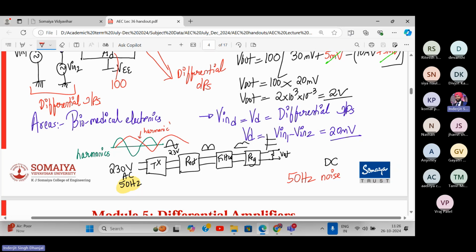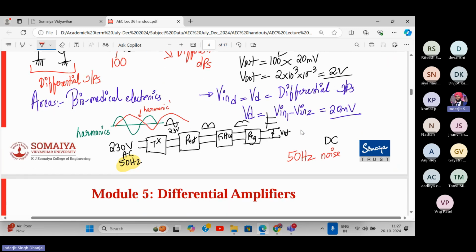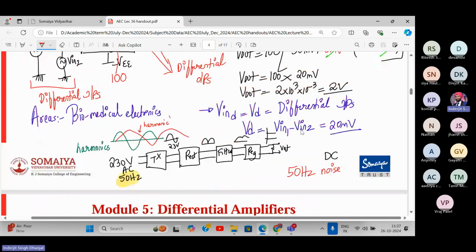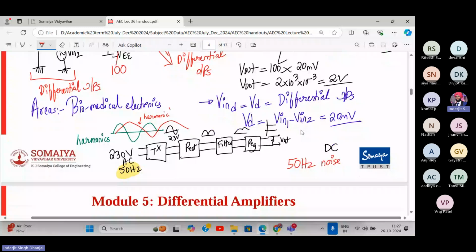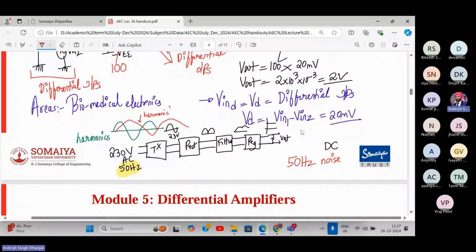Many digital microcontrollers or microprocessors require a DC signal to work with. So this DC signal is generated from AC, and from an AC signal, this 50 hertz noise signal will be propagated also. So this is one source of noise. Understood this? Okay, great. Have you noted down this or can I go on to the next part?